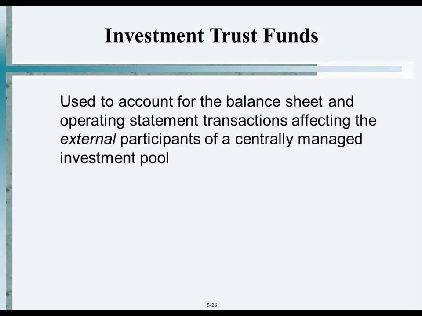Now with investment trust funds, I'll give you a simple example right from New Jersey. New Jersey has something called the New Jersey Cash Management Fund. It's a money market fund. New Jersey has over 500 municipalities, 21 counties, 1,000 authorities, many units of government. What do they do with their cash?